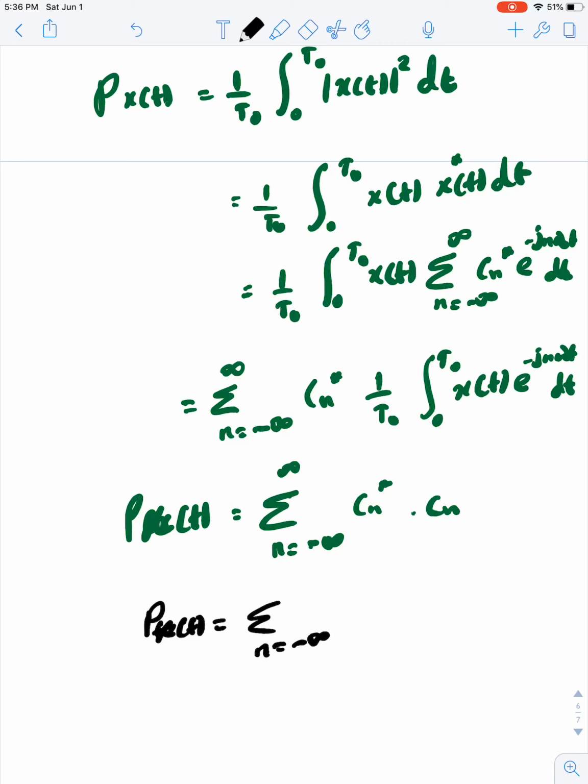Parseval's power theorem, and in this way we have completed all the important properties of Fourier series expansion.